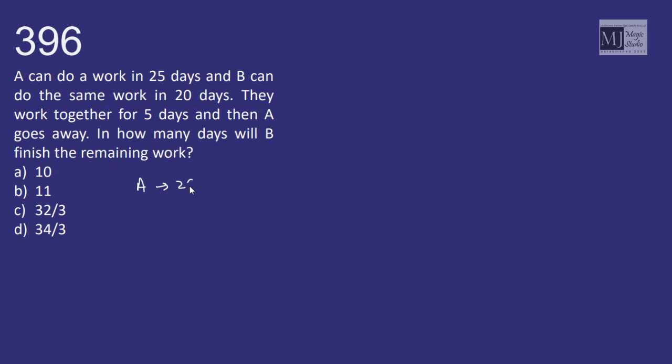A can do a work in 25 days and B can do the same work in 20 days. They work together for 5 days and then A goes away. In how many days will B finish the remaining work? We can very easily use the 1 day format.